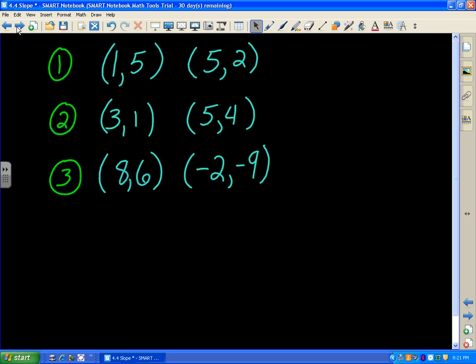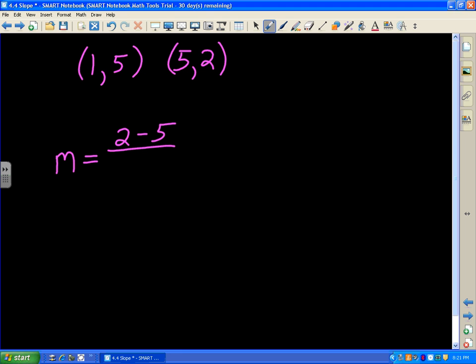Alright, let's solve these problems out. First one had the points 1, 5 and 5, 2, and it wanted us to find the slope of the line that goes through those 2 points. So we want to say m is equal to y sub 2, which is 2, minus 5, y sub 2 minus y sub 1, over x sub 2 minus x sub 1, which is going to be 5 minus 1. So therefore, let's do our calculations. 2 minus 5 is negative 3, and 5 minus 1 is 4. Our slope is negative 3 over 4.